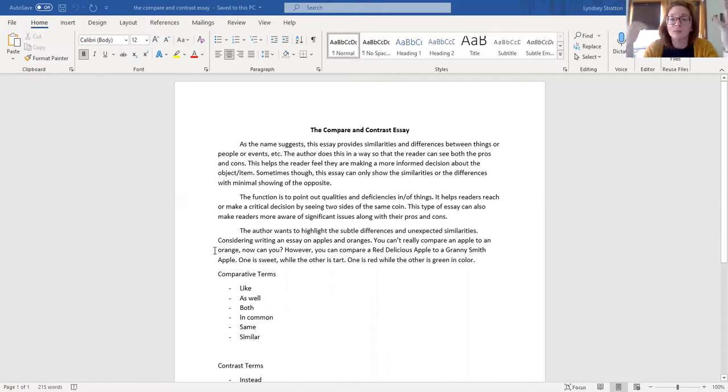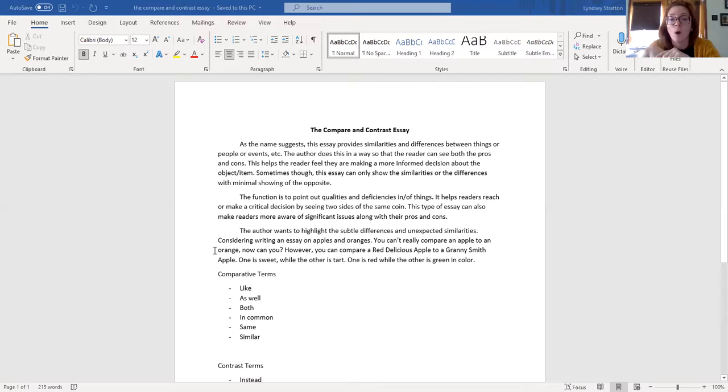This helps our reader, not just the author, by making these informed decisions. However, we can sometimes do this by showing the minimal of whichever. Like this says here, this essay can only show the similarities or the differences with minimal showing of the opposite. Maybe that's common sense. You know, there might be more differences or more similarities than the other, and that's okay. So that's really what that is.